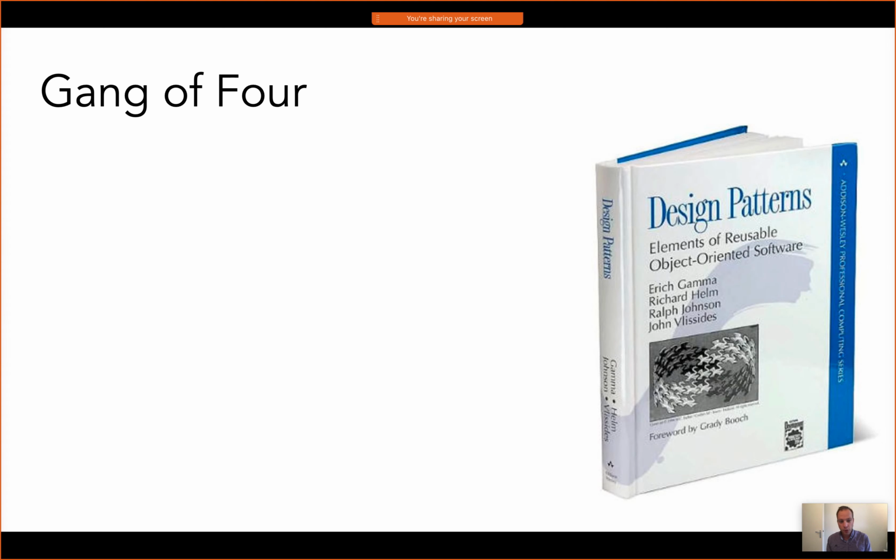1994, these four guys, which we now call the Gang of Four, they published this really influential book called Design Patterns. And in this book, they describe reusable solutions to commonly occurring problems in software. And these solutions, they call them design patterns. And many of those design patterns are actually quite famous, and you'll see them everywhere, I think. The factory pattern, the decorator pattern, the builder, etc.